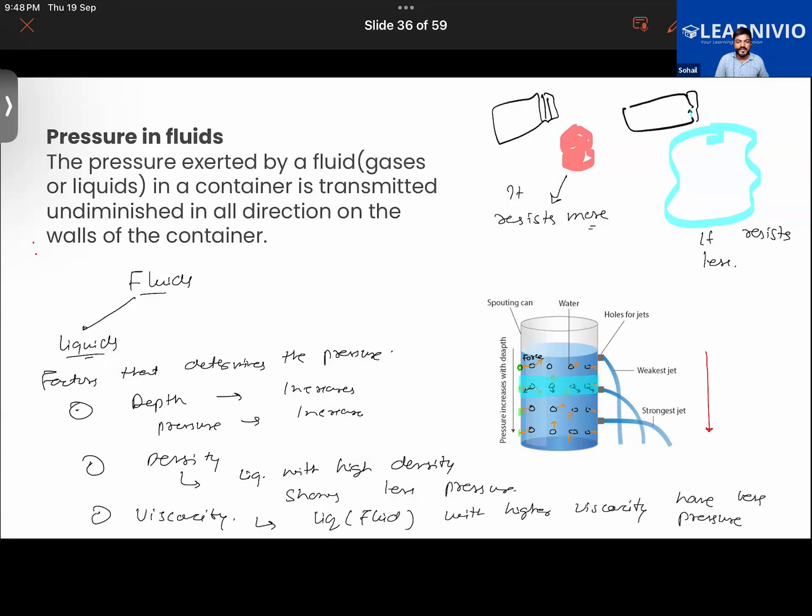So higher the temperature, lower will be the pressure. Temperature is inversely proportional to pressure. Sorry, directly proportional to pressure. Okay? Directly proportional to pressure. So higher the temperature, higher will be the pressure. How can you understand this? Let me tell you.